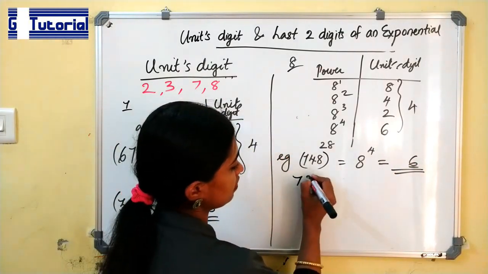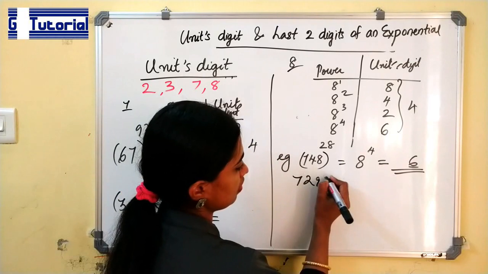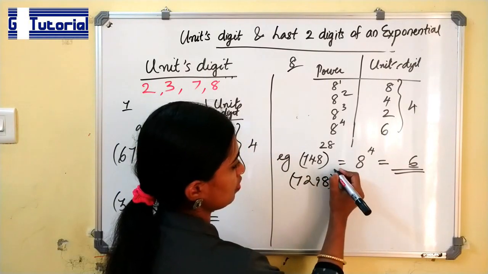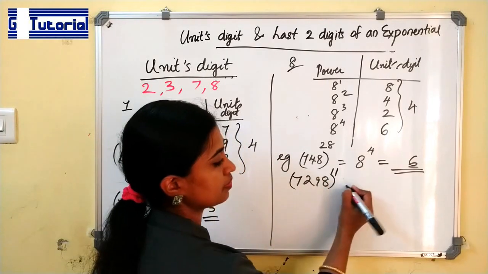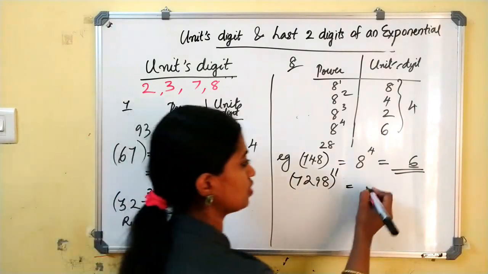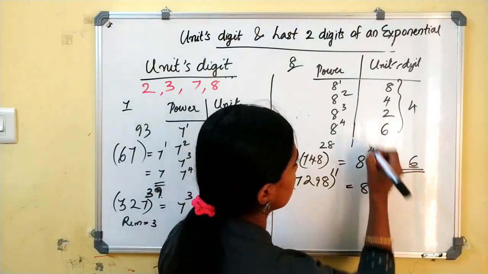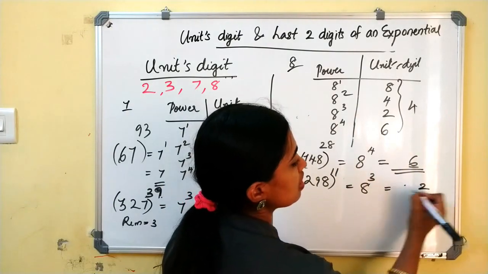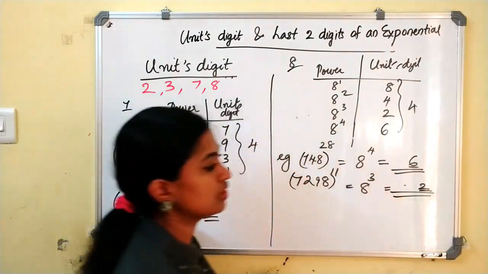Next is 11. What is the ending digit? 11 by 4. 3 is the remainder. So 8 raised to 3. 8 cube is 512, 2 is the unit digit of this number.